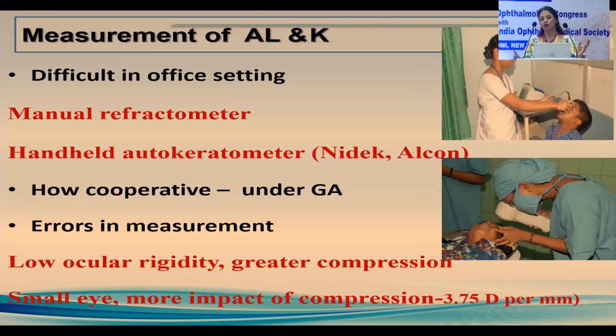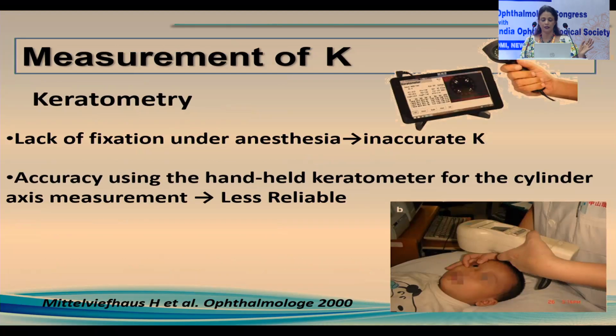Then you're again using ultrasonic measurements. Best would be to use immersion, but even with that there are chances of error. If you're not able to use immersion for some reason, then you will have more chances of compression. And remember, these children have a lower ocular rigidity, so the impact of compression is much greater as compared to an adult eye, where it will be around 2.5. Here the compression is 3.75 diopters per millimeter. Go back to the formula which I talked about, 2.5 into keratometry into axial length. Here it is 3.75 diopters per millimeter of axial length difference.